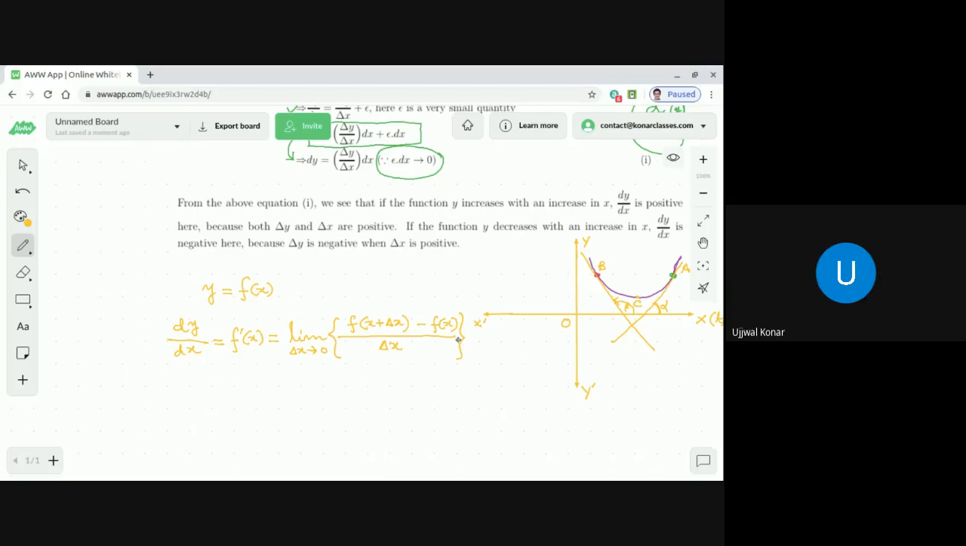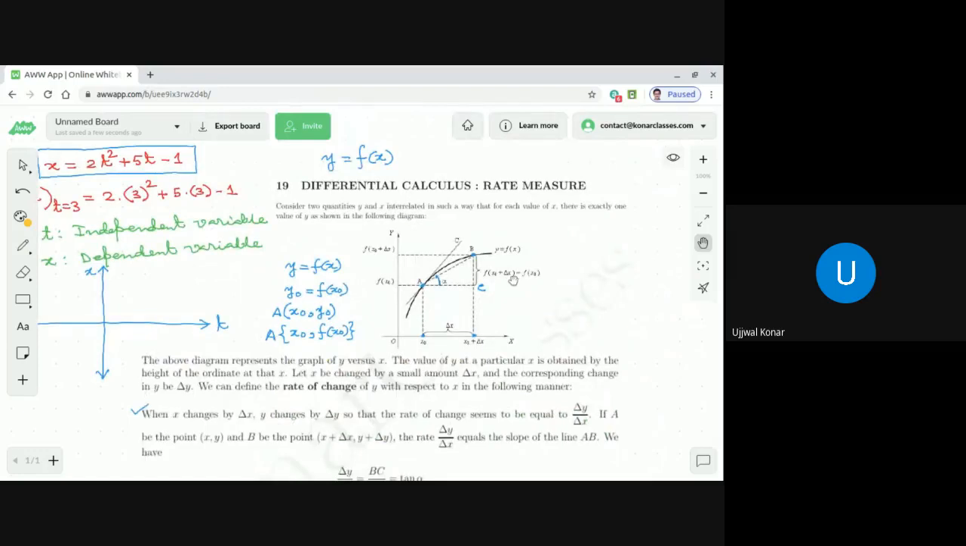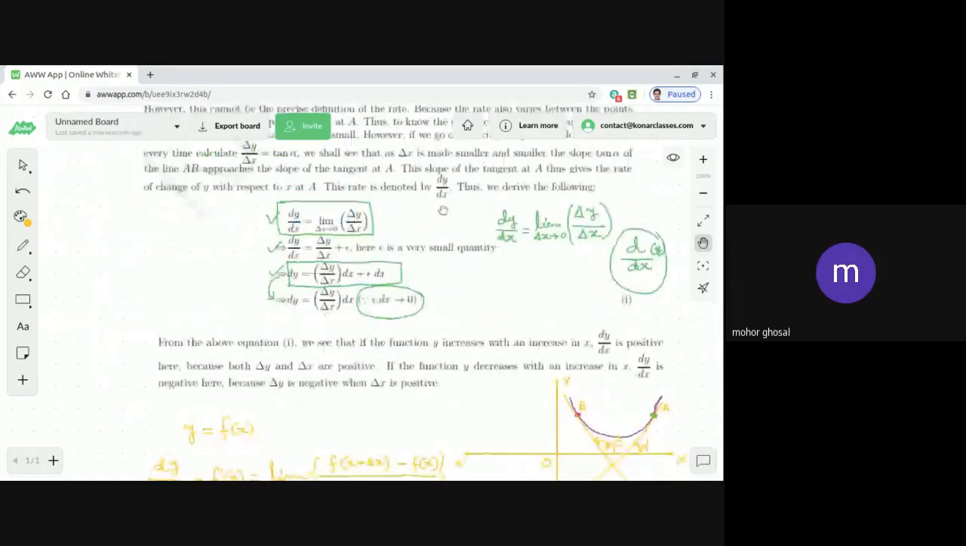f of x plus delta x minus f of x is nothing but delta y. If you look at the curve once more, that is delta y. The x coordinate of B is x plus delta x. So its y coordinate should be f of x plus delta x. And this one will be f of x. So their subtraction is BC. And that is why we wrote this. Absolutely clear?